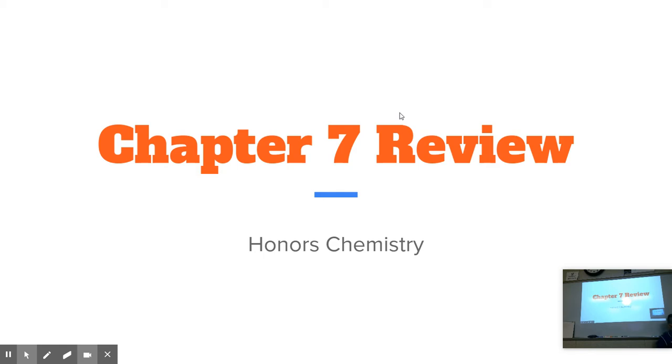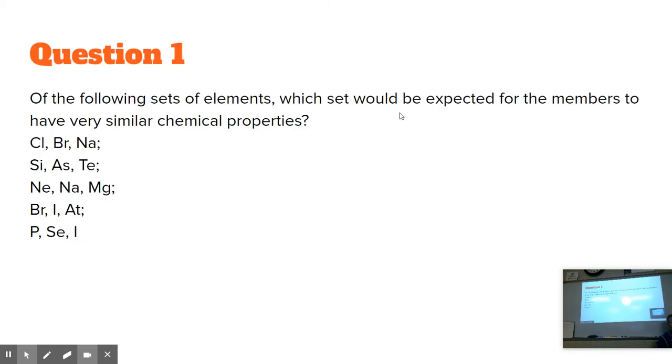Let's get our brains moving here. Of the following sets of elements, which set would be expected for the members to have very similar chemical properties? I'm going to give you a moment just to look at these, but don't worry about answering. I want you to get the idea in your head.